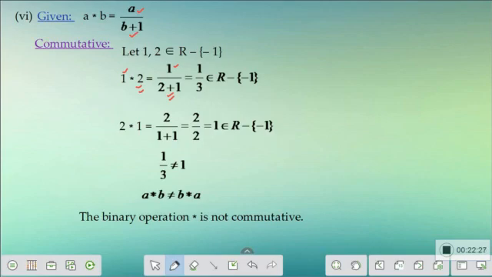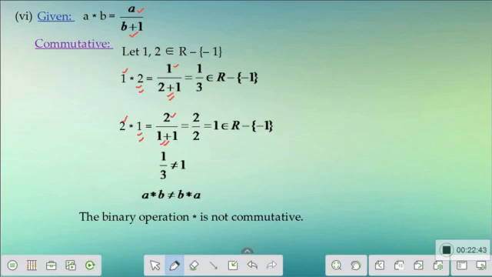Similarly, let's try the value for 2 star 1. When you simplify it, again as per the usual definition of this A star B, the first number or first element is placed in the numerator, the second element is placed in the denominator with 1 added to it.